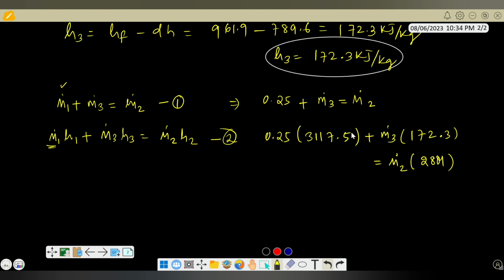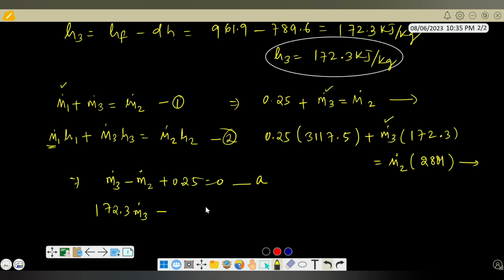Now you can rearrange these equations and try to solve. Here m3 dot we have to find out, right? So we solve these two equations, and directly you can solve by using a calculator. Let me write down the equations. I can write m3 dot minus m2 dot plus 0.25 is equal to 0; let this be equation number A. And here I can write again: 172.3 m3 dot minus 2801 m2 dot plus 0.25 into 3117.5, which is 779.375, is equal to 0.